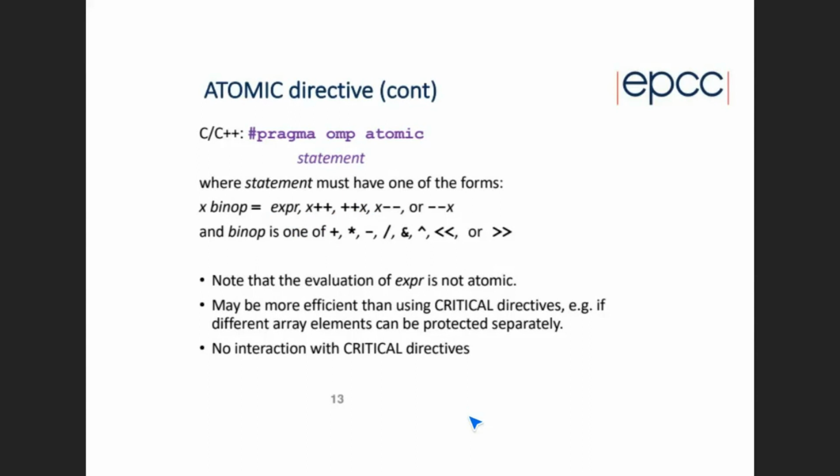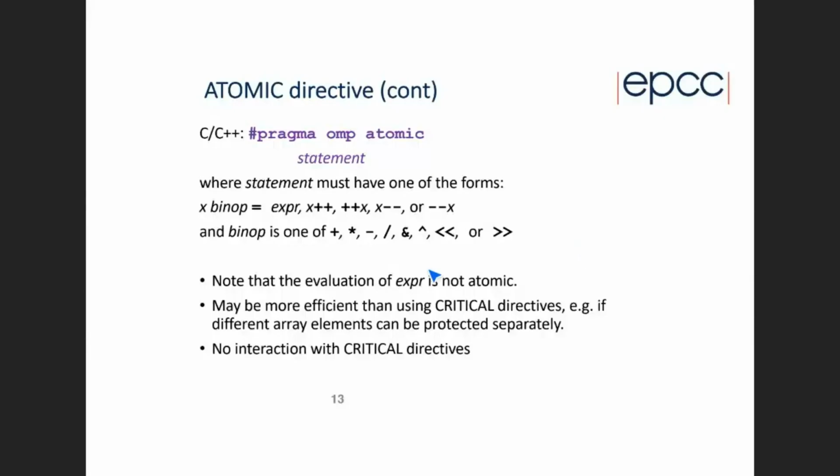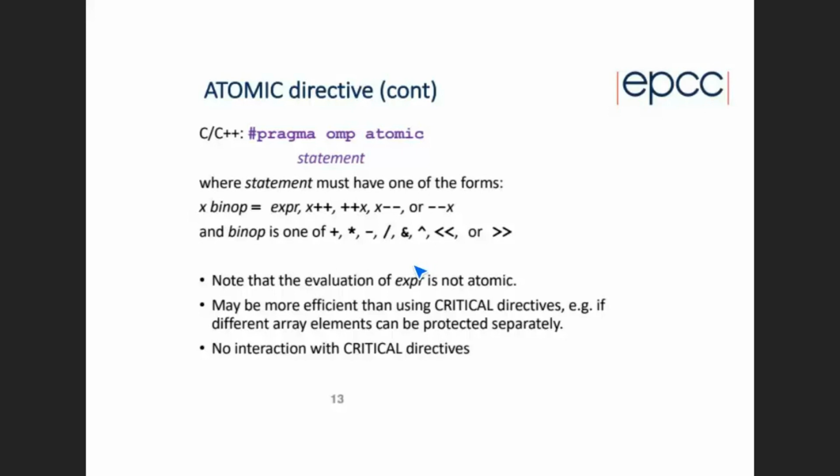Same deal for C and C++, except it has to be a binary operation. So it has to be, for example, x plus equals something, or x multiplied equals something, or the short forms x plus plus or plus plus x, and those are the allowable binary operators. So what you can do is slightly different between Fortran and C here.